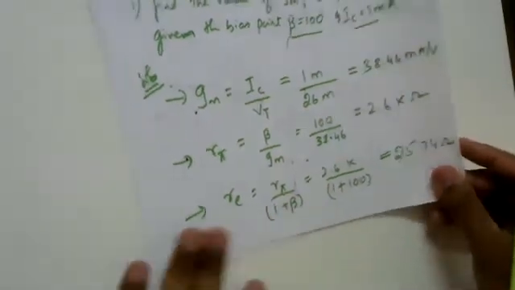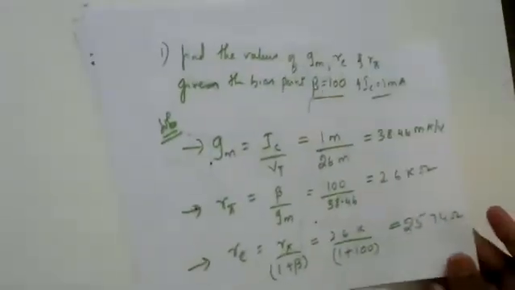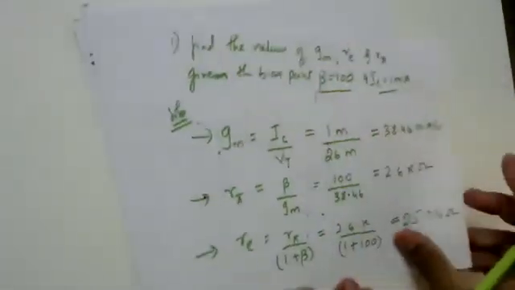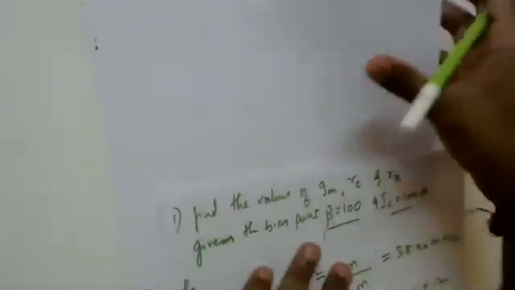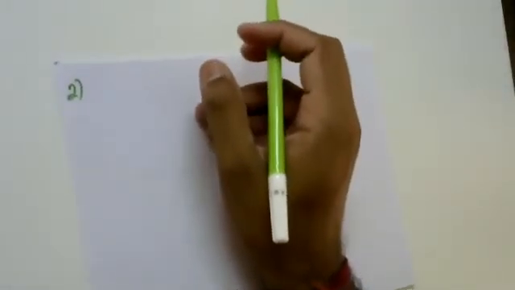So this is one numerical that you should know. This is how I said that only if you know the equations you should be able to solve the numerical. We'll take one more numerical. And frankly speaking, these are the unsolved numericals from Sedra-Smith. Now, this is the last numerical for the day, and for the bit, that is for the common emitter amplifier.